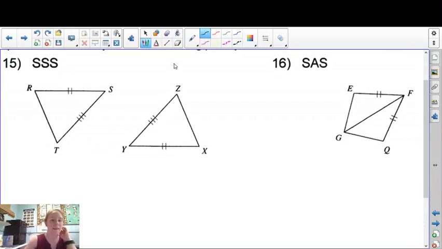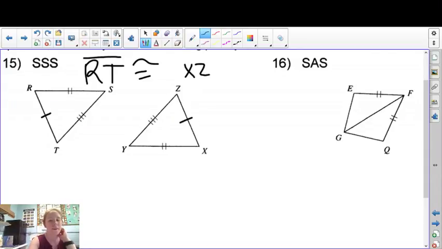Again, free stuff's going to be in purple. I need side, side, side. So I'm missing these last sides. Let's go R to T. So R hits the side that has a 2. So which other letter hits the side that has a 2? Good, the X. So X to Z.